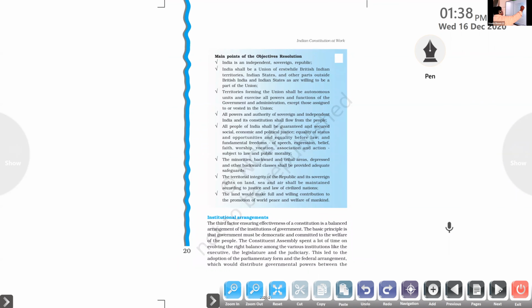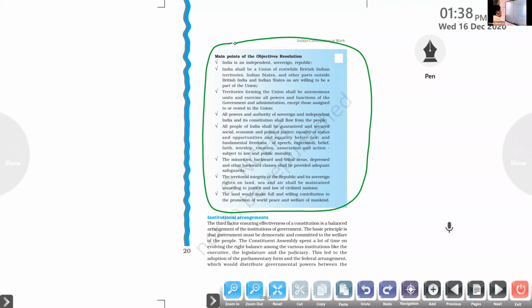Okay, so these are the main points of the objective resolutions. Reading that, India is an independent sovereign republic country. Independent country, not under the control of anyone. Sovereign government, an all-powerful government within the country, not subjugated or under the power of any foreign government. It is a republic. A constitution is there and it is under the protection of the president of the country.